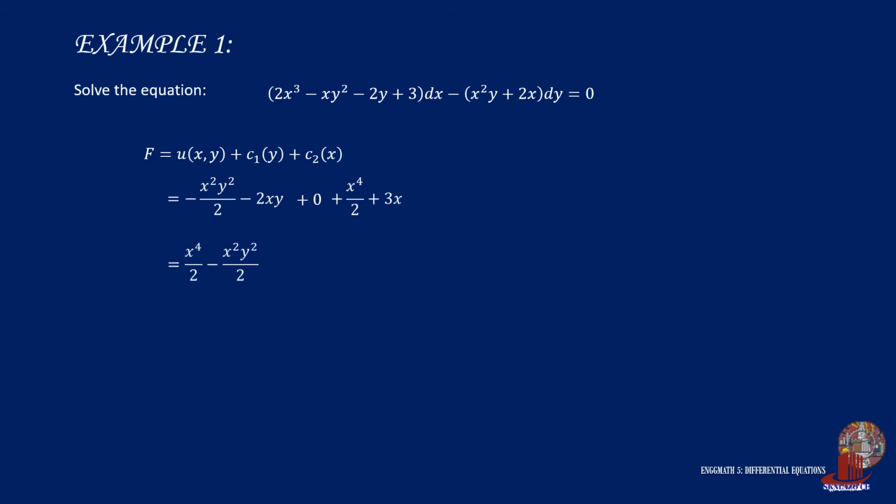So we get x to the fourth power all upon 2 minus x squared y squared all over 2 minus 2xy plus 3x. Thus, the general solution comes out as x to the fourth power all over 2 minus x squared y squared all upon 2 minus 2xy plus 3x is equal to c. The c is the arbitrary constant from integration.